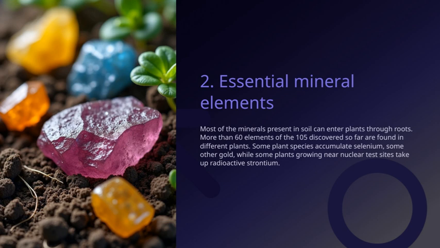Additionally, plants growing near nuclear test sites can take up radioactive substances like strontium, specifically radioactive strontium. These examples highlight the diverse ways plants interact with and absorb elements from their environment, which ties into the broader theme of how plants play a vital role in the cycling of elements in ecosystems.